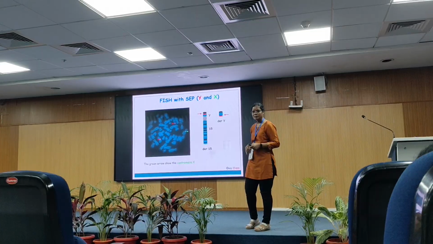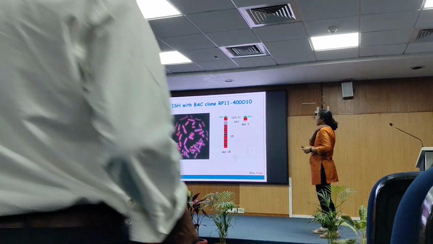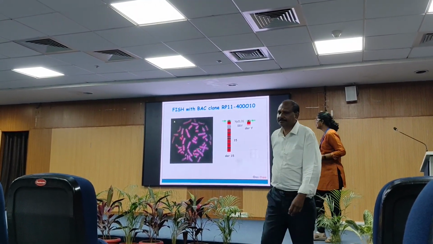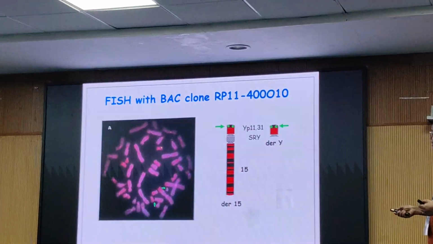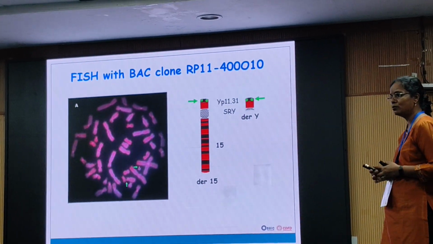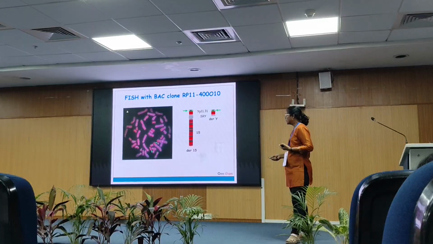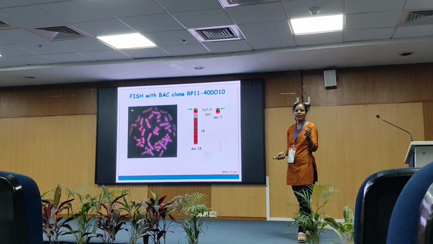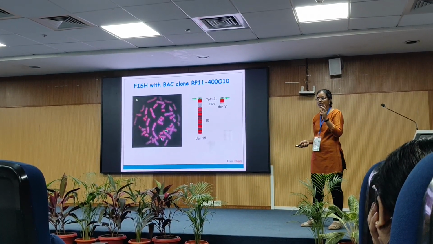So then we wanted to see SRY. We wanted to see the SRY region. So this is the SRY. SRY is the sex reversal region on Y chromosome, which defines the maleness. And then, to our surprise, we have seen both SRY regions on the derivative chromosome as well as on the small Y. Two centromeres and two SRY regions.